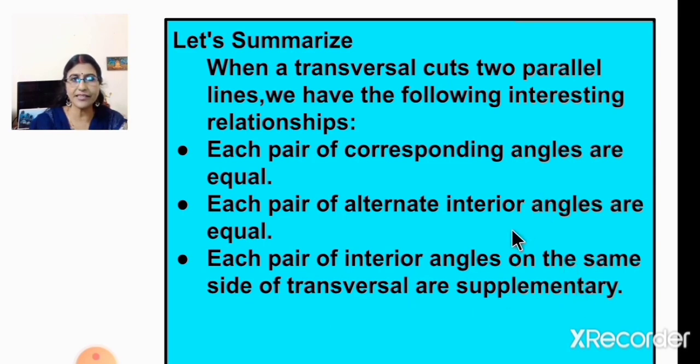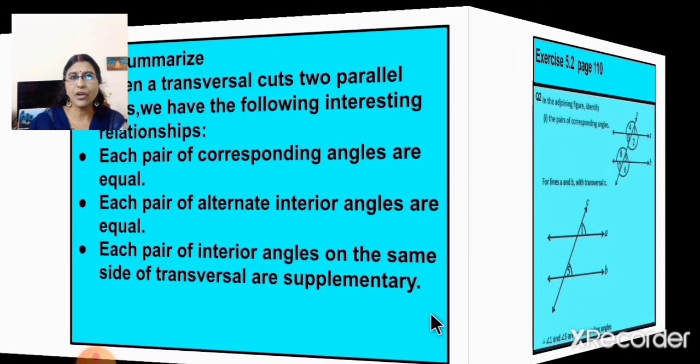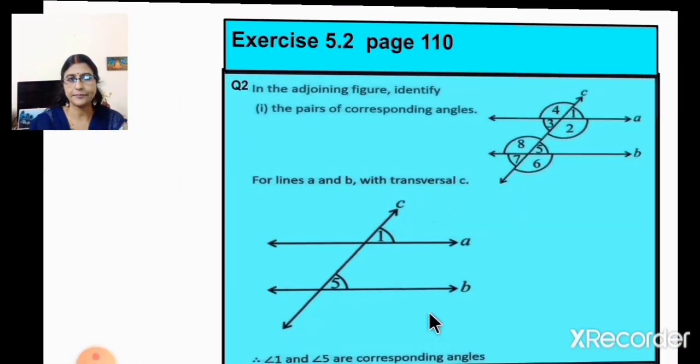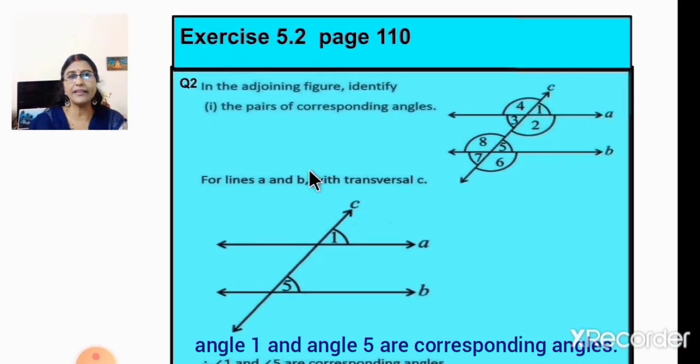Today we have learned this too, and in the previous session we have learned about this. So we have learned about all these relationships. Based on these properties, we are going to solve some questions of the exercise. Let us first start with question number 2. Question number 1 of the 5.2 exercise we'll do afterwards. First, let us start with question number 2, which is related to what we have learned today.